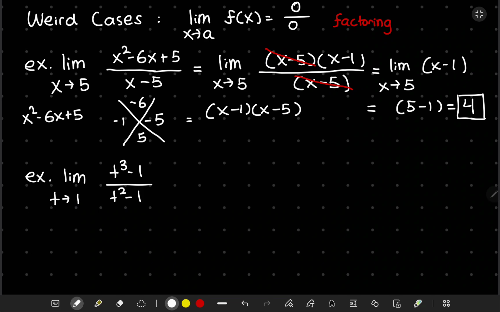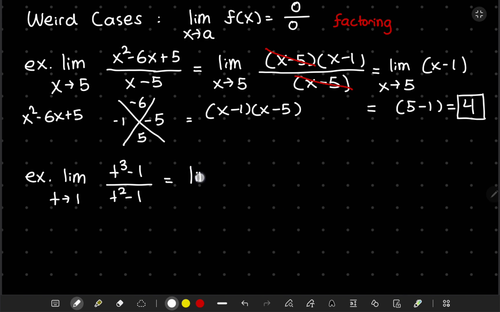We have here, for example, the limit as t approaches 1 of our function, t to the power of 3 minus 1 over t squared minus 1. What we're going to do is try to notice some things. Can this give me 0 over 0? When I do that, I get 1 cubed minus 1 over 1 squared minus 1. That's basically 1 minus 1 over 1 minus 1. That's definitely 0 over 0. So we're in deep trouble.